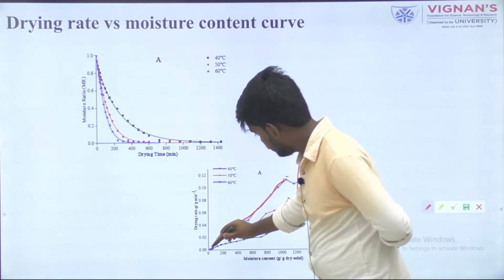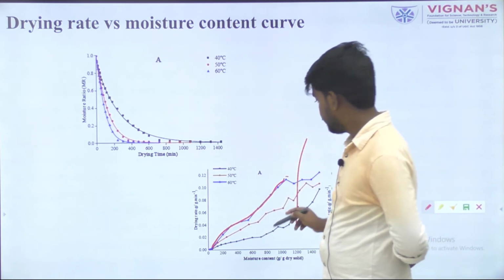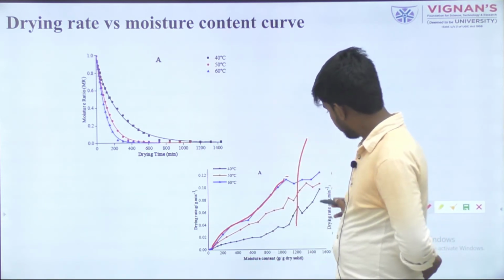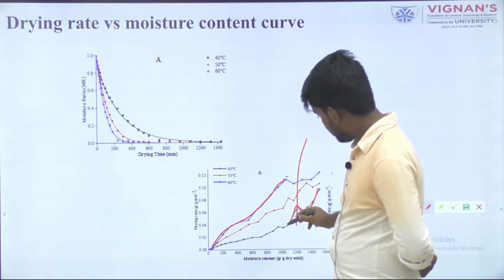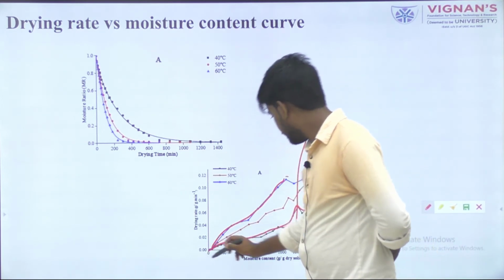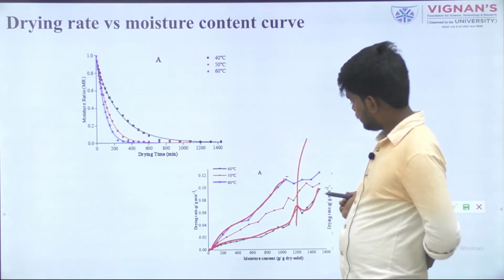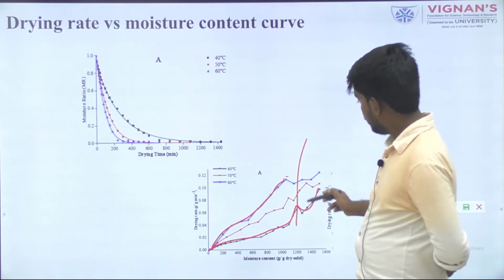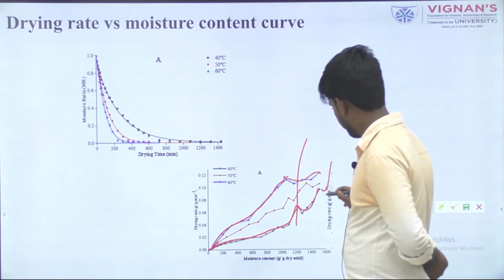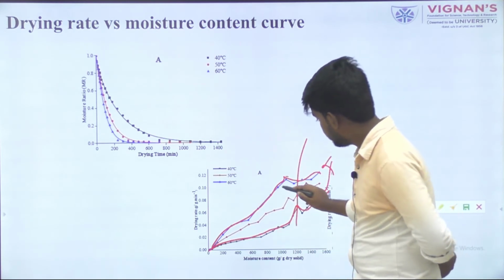Initially in this zone moisture is removed rapidly, and then after some time it slows down this way. This blue line represents 60 degrees and the 40 degrees Celsius is represented by the black line. So there is also a huge difference in drying rate, as you can see from this graph.